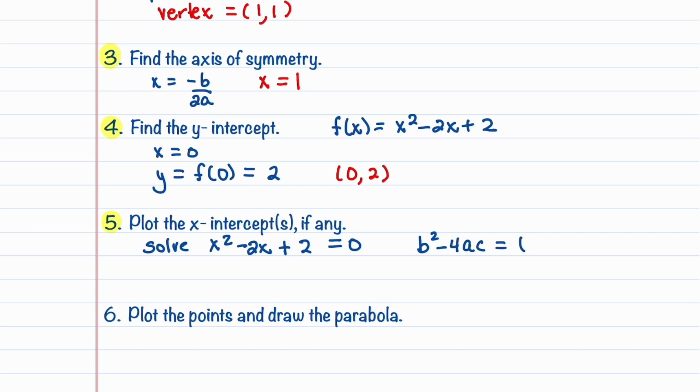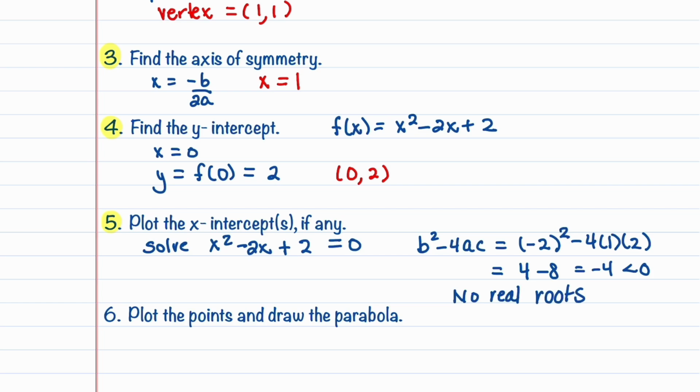Our b is negative 2, so we have a minus 2 quantity squared, minus 4, our a is 1, and then our c is 2. This gives us 4 minus 8, and that's equal to negative 4, which is less than 0. Whenever our discriminant is less than 0, we have no real roots. And whenever that happens, we can say that we have no x-intercepts.